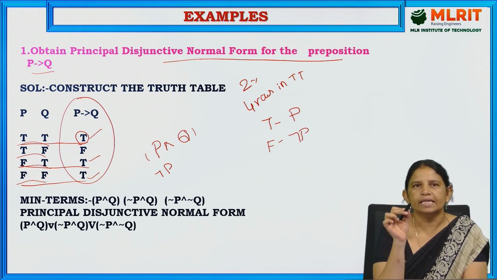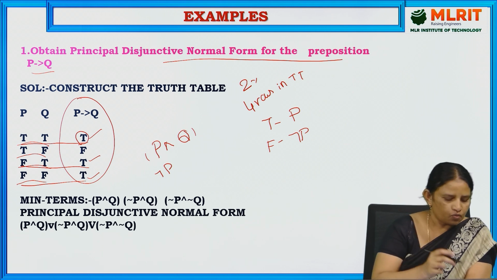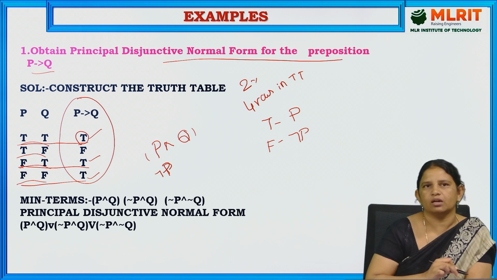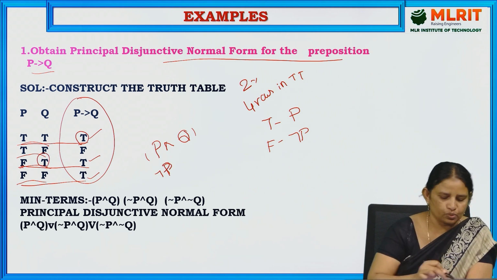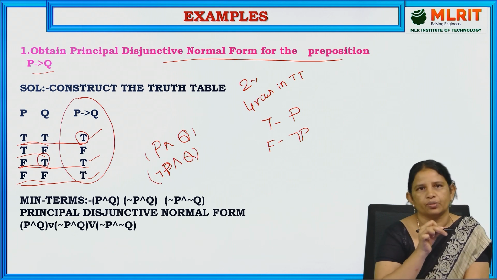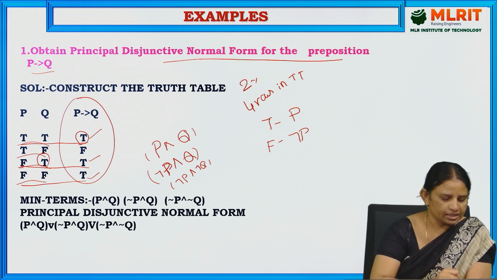Please remember, in the case of minterms, if it is true, then write the proposition as it is. If it is false, write the negation of the proposition. For the third row, the first statement is false, so write negation P. The second value is true, so write Q. Take the conjunction of minterms, meaning and: negation P and Q. For the fourth row, both are false, so negation P and negation Q. So that is the third row.